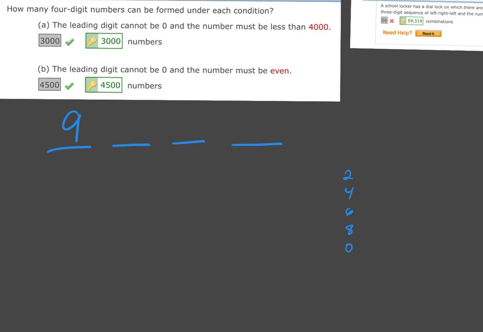How many are there? 5. So the last number has 5 options. These are any digit in between, so 10 and 10. So this is 4,500.